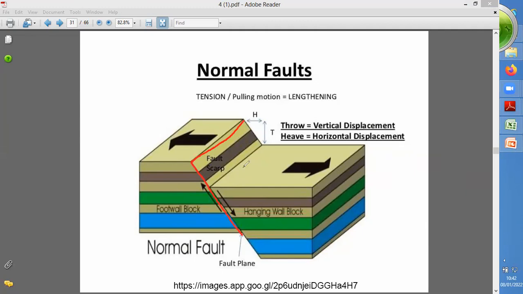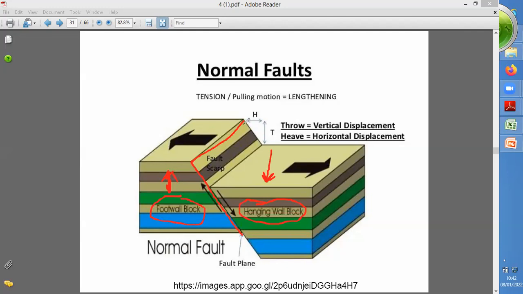This is the fault plane, and on this fault plane, this block is resting above the fault plane. So this block is considered as a hanging wall. This block is below the fault plane. So this block is considered as a footwall.